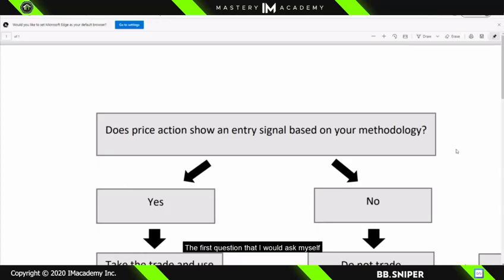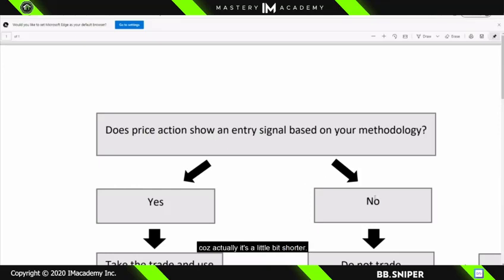The first question that I would ask myself is: does price action show an entry signal based on your methodology? Right, and it's either going to be a yes or a no. There's really no gray area. You have a trading plan. You have the tools, whatever tools that you like regarding smart money, or if you're not a smart money trader and you want to base trades off of other things, whatever your methodology is, you either get a signal or you don't.